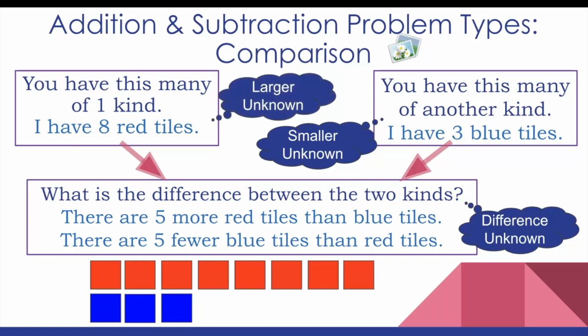The larger part can be unknown. I have red and blue tiles. I have 3 blue tiles. I have 5 more red tiles than blue tiles. How many red tiles do I have?